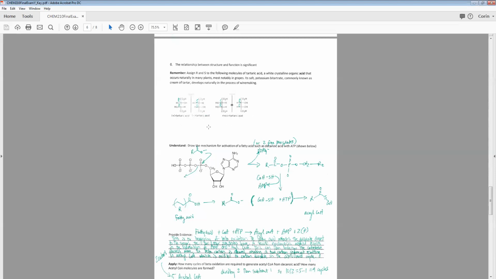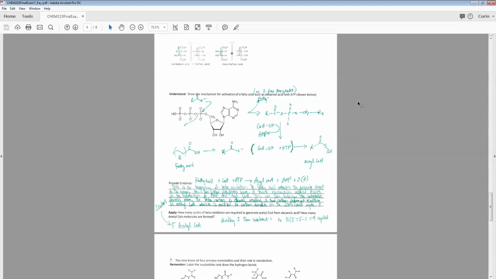So again, this is an exercise that we've done multiple times below. Just make sure that you are comfortable identifying both chiral centers, assigning R and S, and then also thinking about the role and relationship of meso compounds. Draw the mechanism for the activation of a fatty acid, such as decanoic acid, with ATP. So in this case, your fatty acid is going to attack your phosphate, and then the 2 phosphates leave.